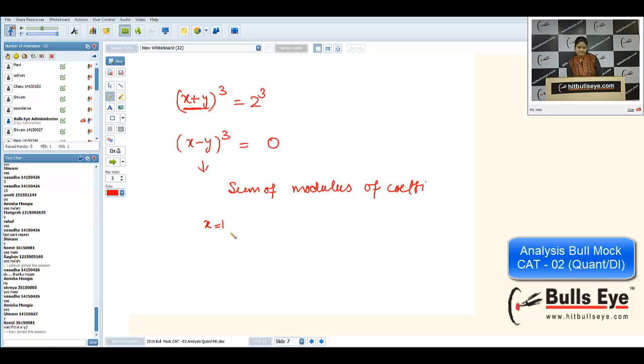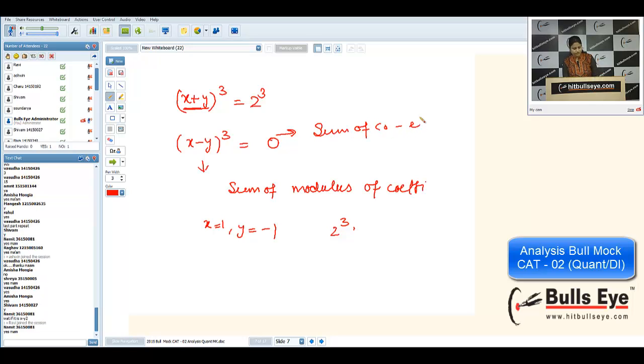So put x as 1 and y as minus 1. Cancel the negative sign by introducing one more negative sign. So it will be 2 cube, 1 again. Are you getting me, Namit? But if you asked the sum of coefficients, it will be 0, of course.